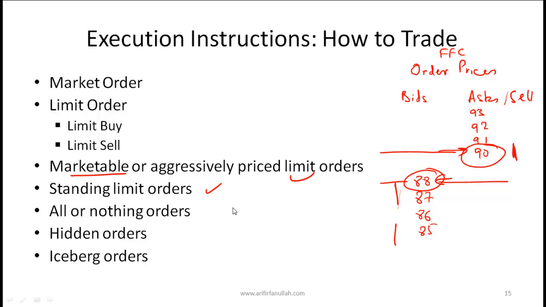An all or nothing order means if a trader is asking for 91 and he is selling 1,000 shares, he will only sell all 1,000 shares if he gets 91. He is not going to break this into smaller orders and sell at different prices. So that's an all or nothing order.